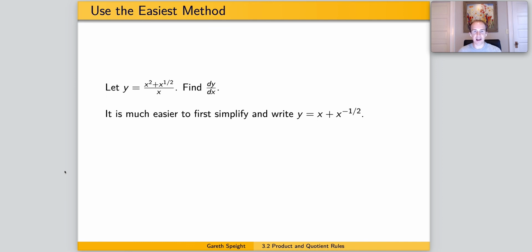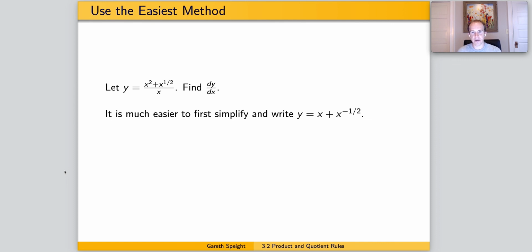One last thing to say is there are some examples where it's easier to do a different method. So you should always choose the simplest method unless you're told otherwise. For instance, here is x squared plus x to the 1/2 divided by x, find dy dx. In this case, you could use the quotient rule because it looks like a quotient. But it will be much simpler to split it. There is only one term on the bottom, so we split along the top.